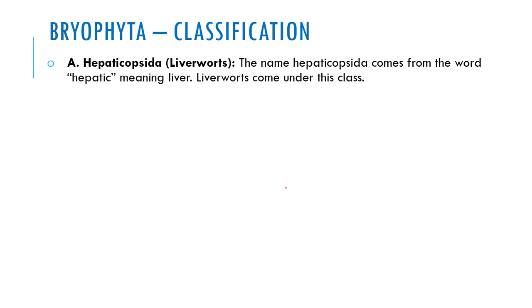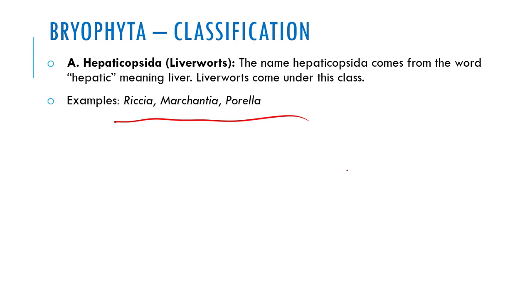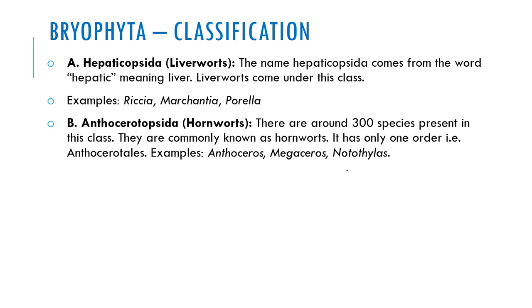Hepaticopsida are commonly known as liverworts, and examples are Riccia, Marchantia, and Porella. Then we have Anthocerotopsida. They are known as hornworts because of their long sporophyte, which is horn-like, like the horn of animals. The others are liverworts because their thallus looks like the lobes of the liver. That's why they are known as liverworts.